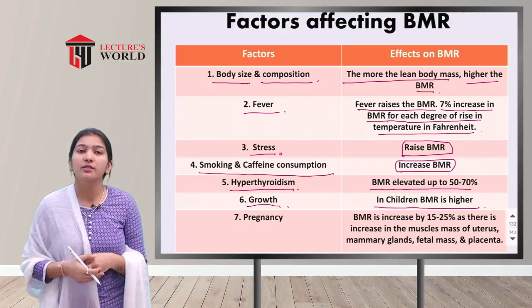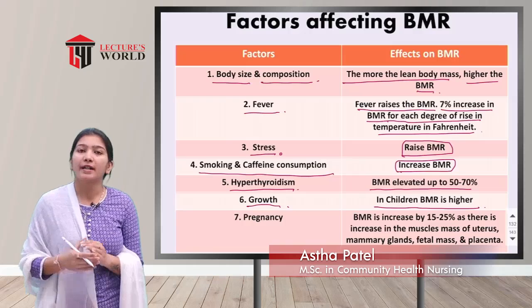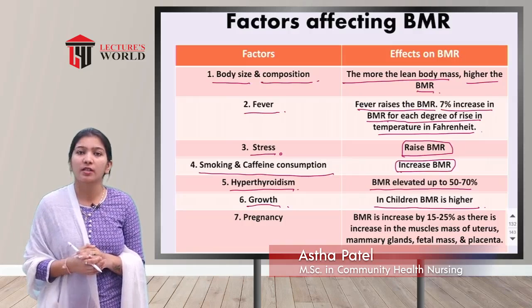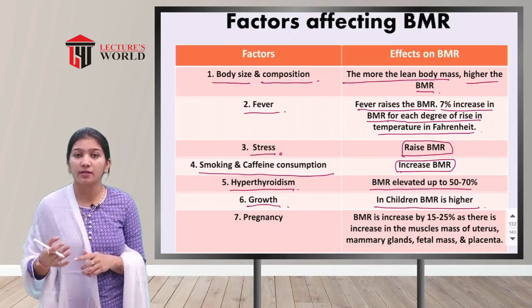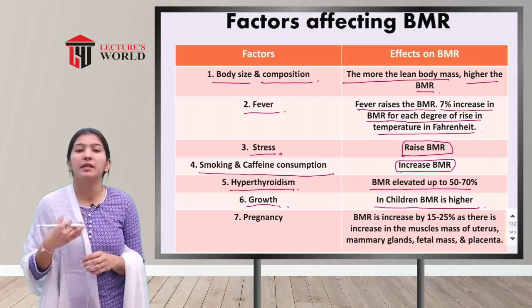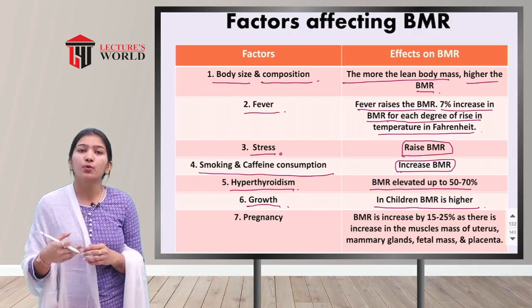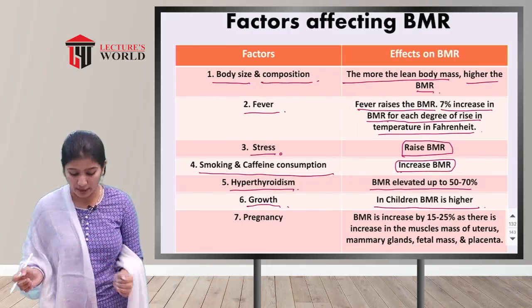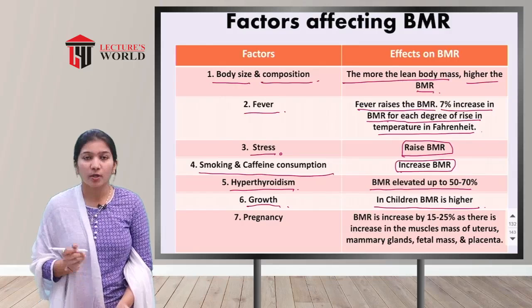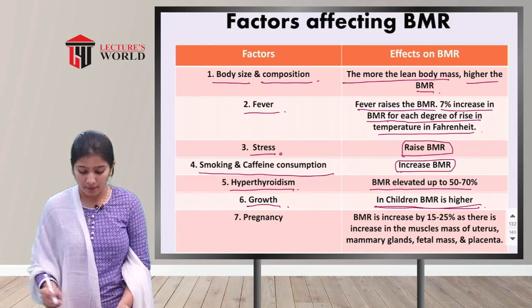So in children, during the growth and development period, the metabolism rate is very high, because they are continuously playing, they are very hyperactive, they are very curious to know certain things. Because of all these reasons, their BMR will be increased. If their BMR is increasing, we need to provide food to them at frequent periods of time. Because of that reason, in children the BMR is higher.